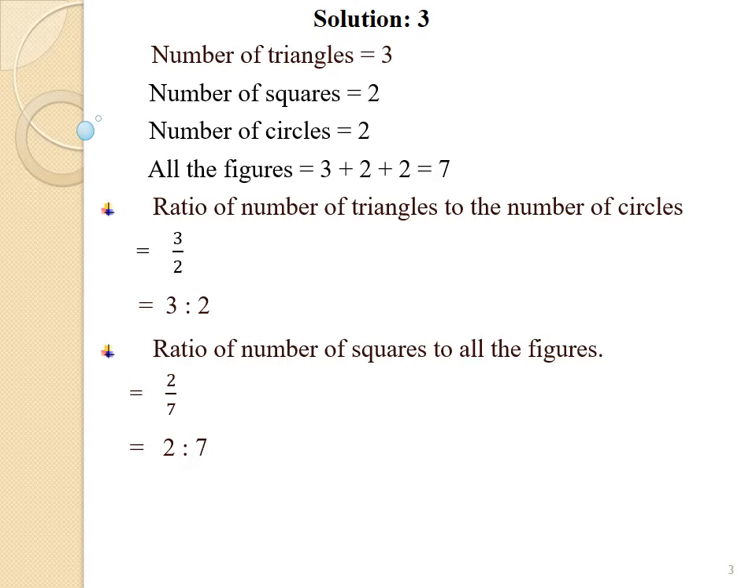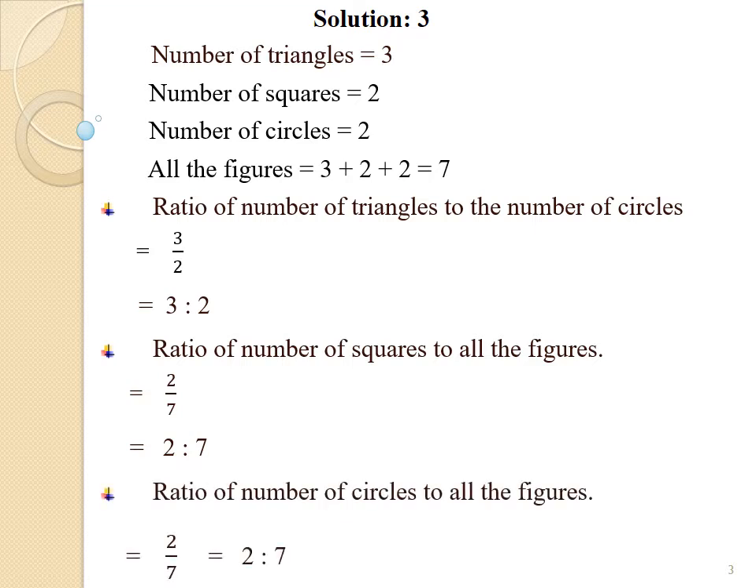Now, sum C, ratio of number of circles to all the figures equals number of circles by number of all figures equals 2 by 7. Thus, ratio of number of circles to all the figures is 2 is to 7.